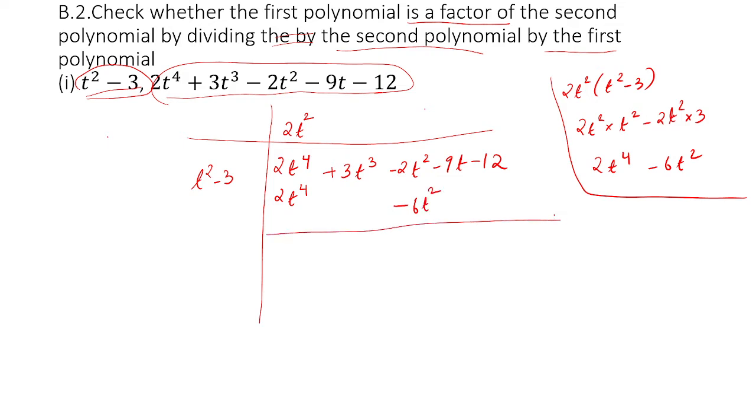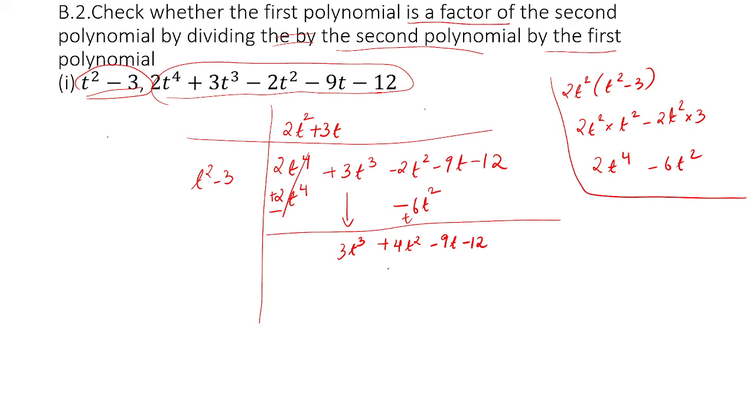Now you start subtracting. This is a plus, so it will become minus. This is minus, so it will become plus. This will just come down. 2t to the power 4 minus 2t to the power 4 just cancels. So this becomes 3t cubed minus 2t square plus 6t square, which is 4t square, minus 9t minus 12. Next, what should you multiply t square with in order to get 3t cubed? Be careful with the sign. You must multiply t square with 3t.